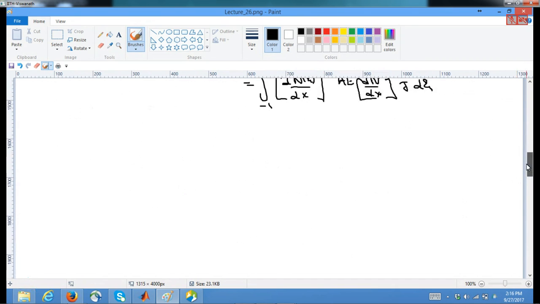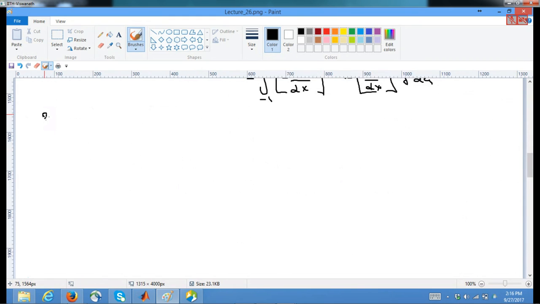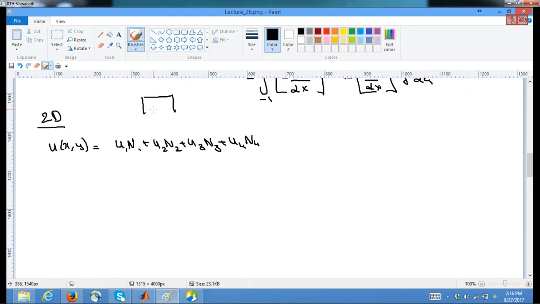Now let's look at the 2D. 2D is also pretty similar. In 2D, the general template u(x, y) is equal to u1 N1 plus u2 N2 plus u3 N3 plus u4 N4. I'm just giving it as an example, like a, b, c, d.